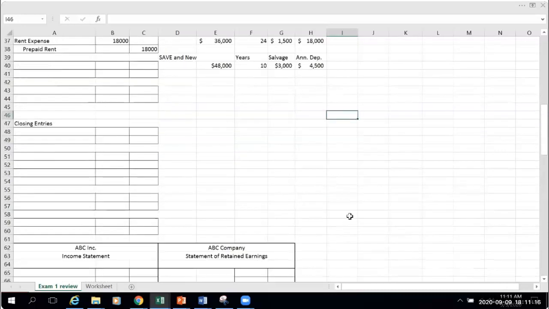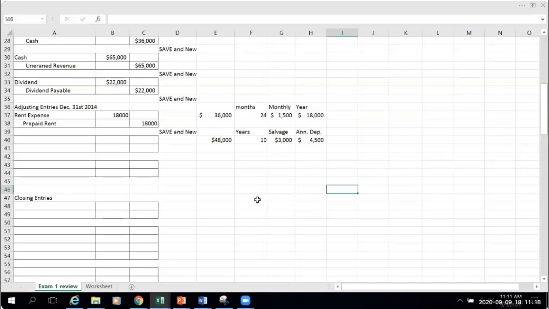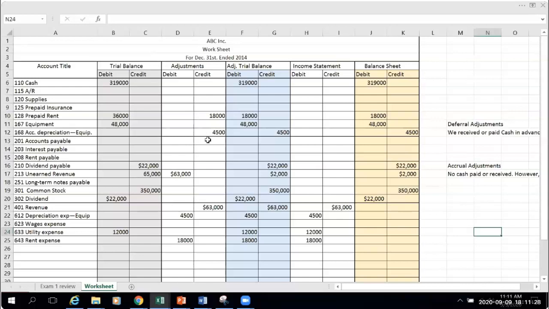Okay, so now let's do one more. We have, I believe, few adjustments to do. So let's look at the worksheet. The next adjustment we want to do is accumulated depreciation dash equipment should be credited, and depreciation expense dash equipment should be debited. Okay, so let's go.